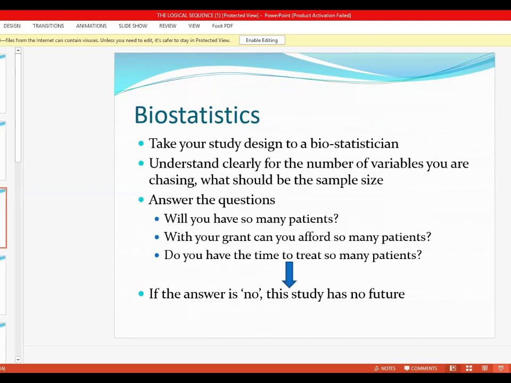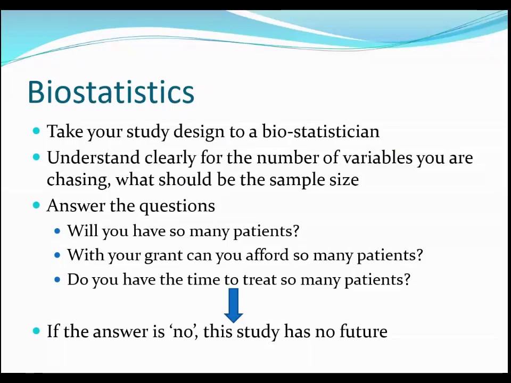Once this has been done, you take your study to a biostatistician. Understand clearly the number of variables you are chasing and what should be your sample size. Answer these questions. Will you have so many patients? With the grant that you have, can you afford to do so many patients? Do you have the time to treat so many patients? If the answer is no to any of these three questions, then this study cannot go any further. You have to revise it.